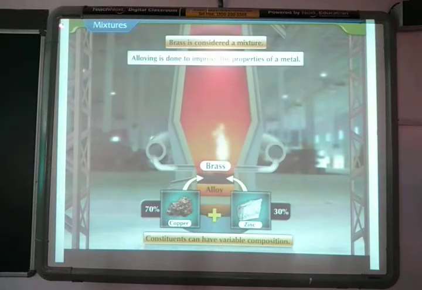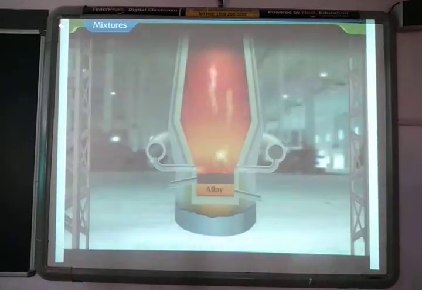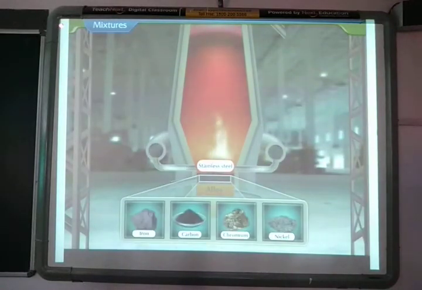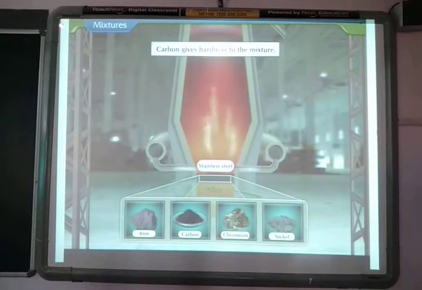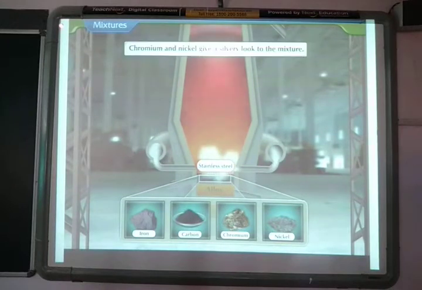Alloying is done to improve the properties of a metal. Stainless steel is an alloy of iron, carbon, chromium, and nickel. Carbon gives hardness to the mixture, while chromium and nickel give a silvery glow to the mixture.